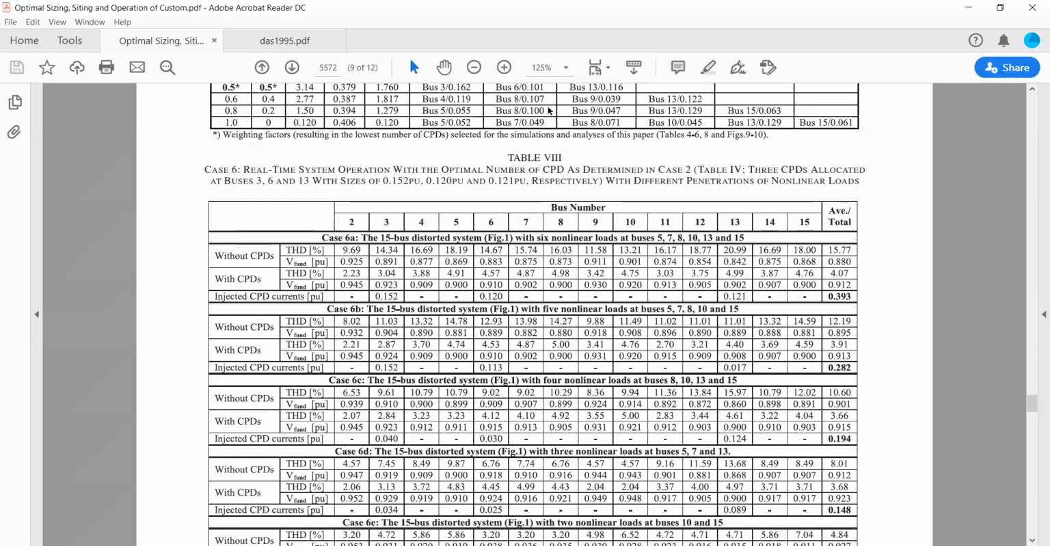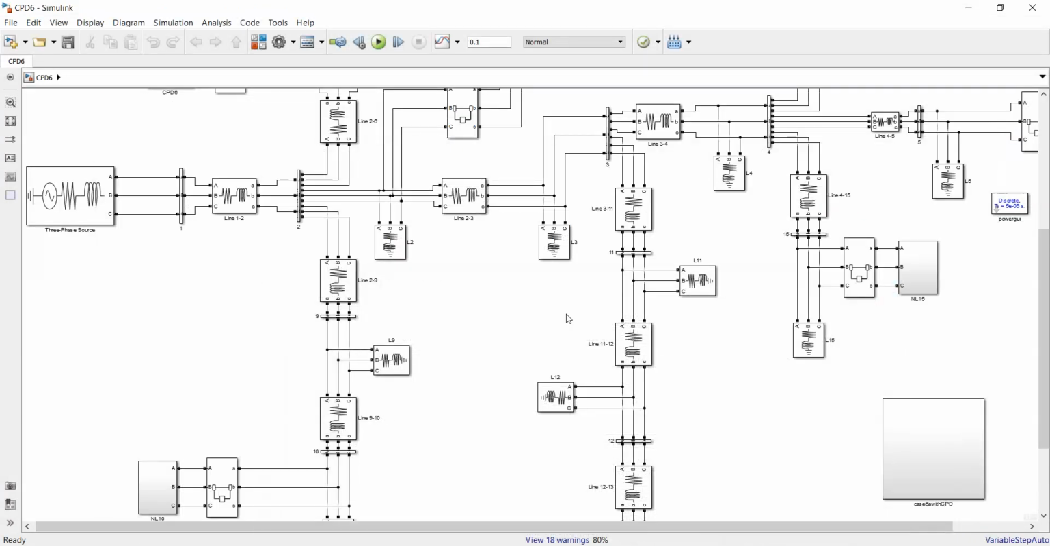This is for table 8. In table 8, in case 6A, there is with CPD. This is without CPD. The values of without CPD, these values were already generated from the first circuit, that is CPD1, without CPDs and with all 6 nonlinear loads. And case 6A with CPDs and with all nonlinear loads, we'll get these results from CPD6.